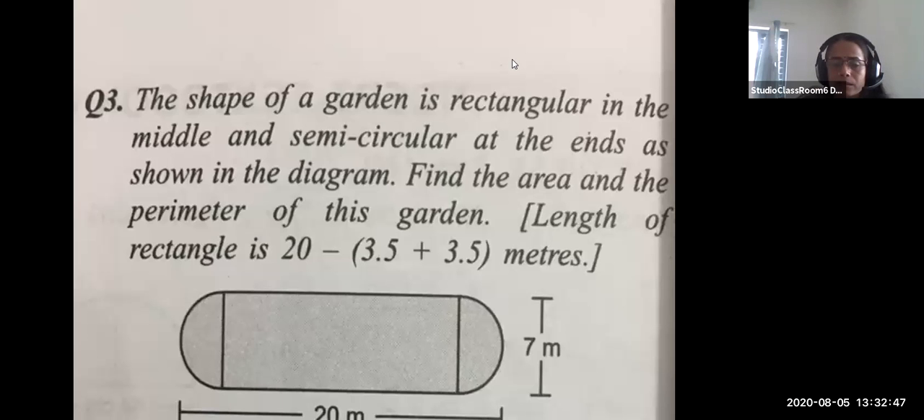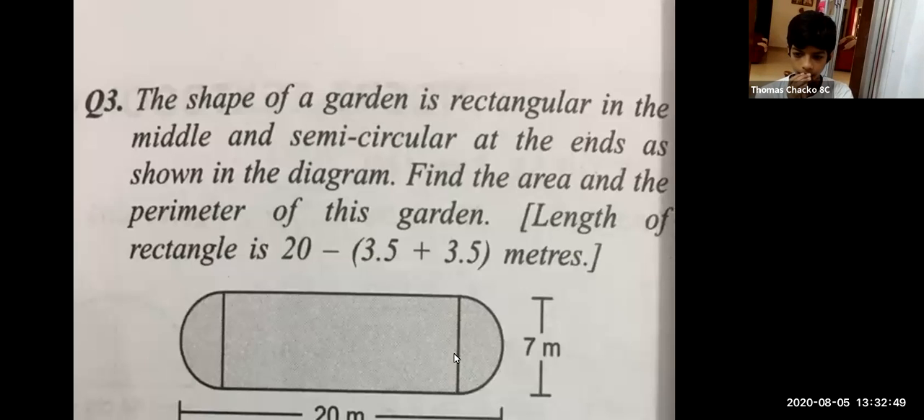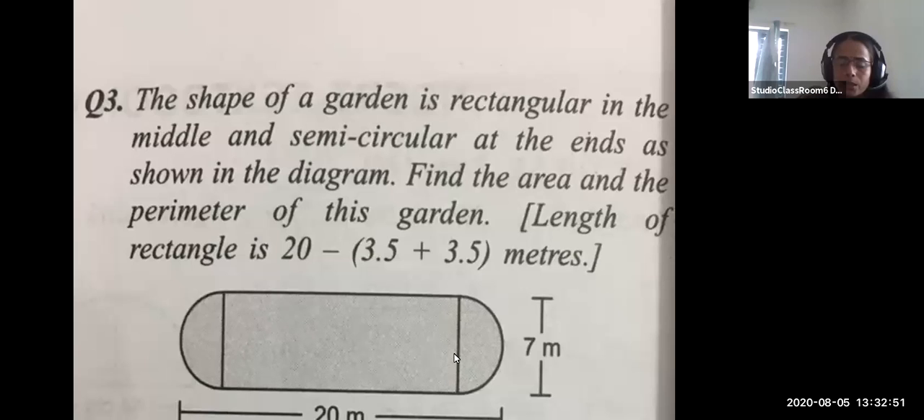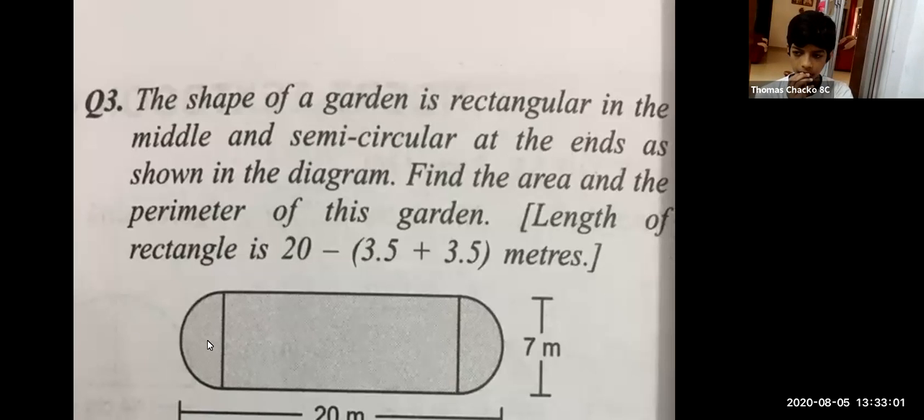Thomas Chaco, explain. Yes, ma'am. After finding area of the semicircle, what is next? Diameter of semicircle. Thomas Chaco, I'm asking, after finding area of two semicircles, what we have to do next? Ma'am, getting diameter of semicircle.